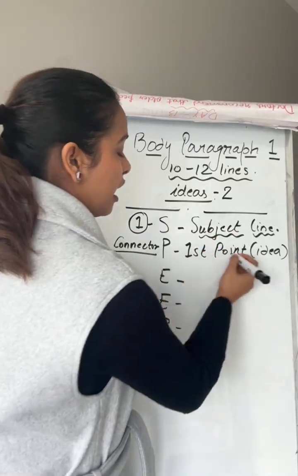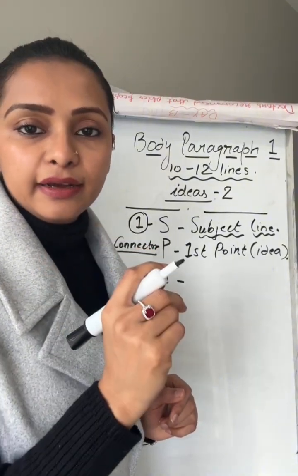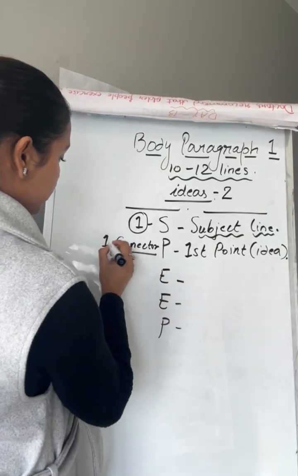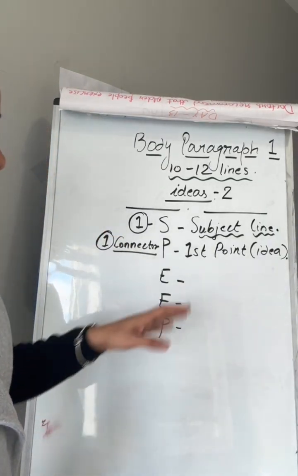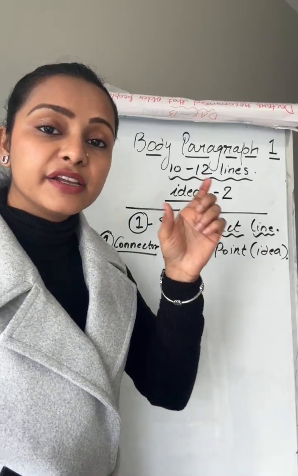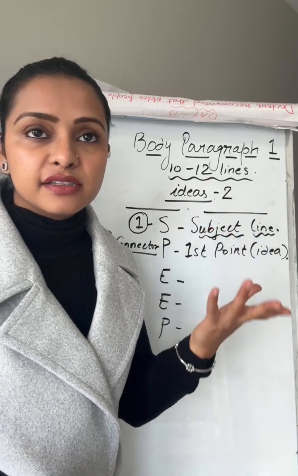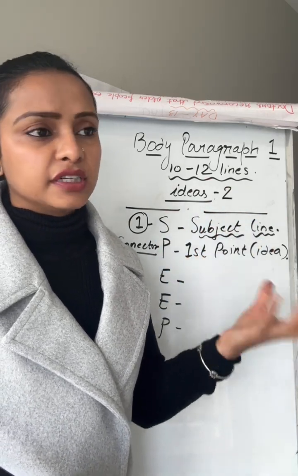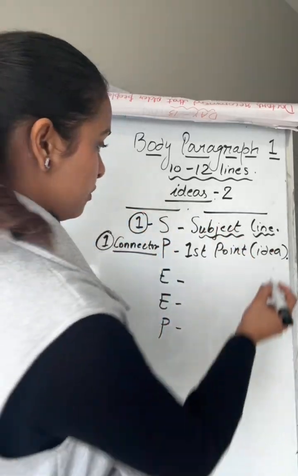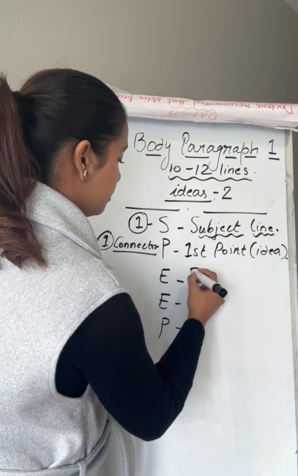After writing your first point, you'll put a full stop. Your point, your idea should be of just 1 or 1.5 lines again, because we will not explain our idea here. We'll just write the main keyword of the idea, of the reason, of the problem, of the advantage, of the disadvantage, just the idea. Do not explain it here. Put a full stop.